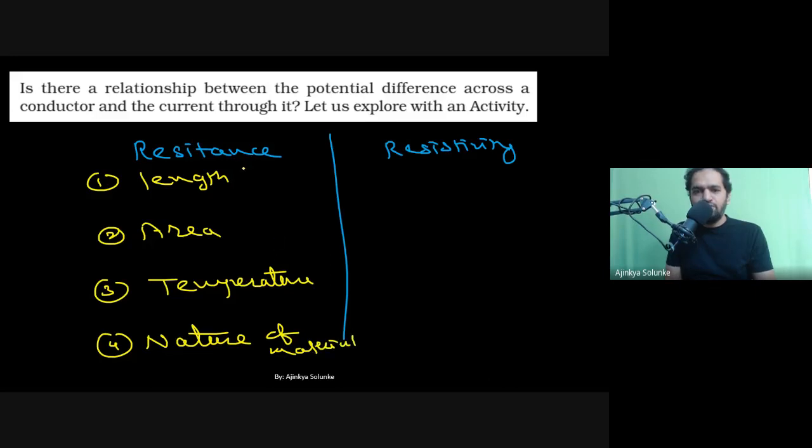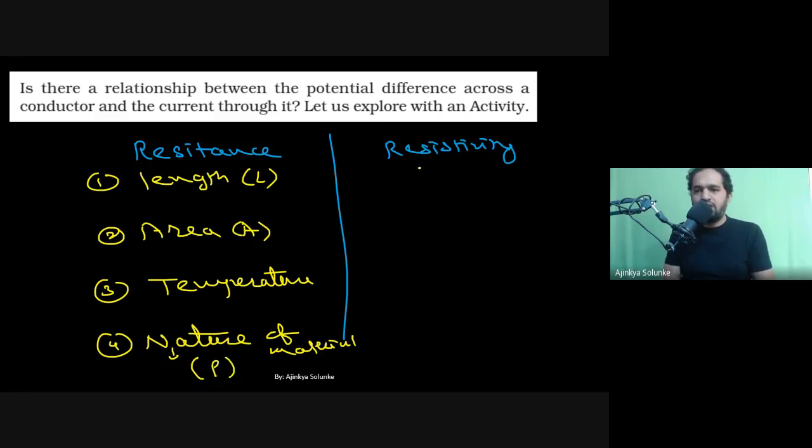Okay. Length you must have understood, area you must have understood, temperature you also must have understood. What about nature? Nature means whether the material is a conductor or insulator. It depends, no? Because resistance of copper will be different from silver, or silver resistance might be different from copper. So nature. So how we are denoting nature? Nature by rho basically. So nature means we are talking about resistivity actually.